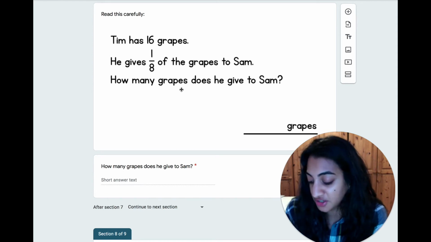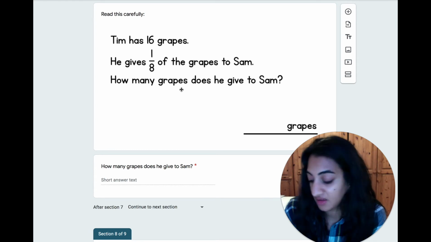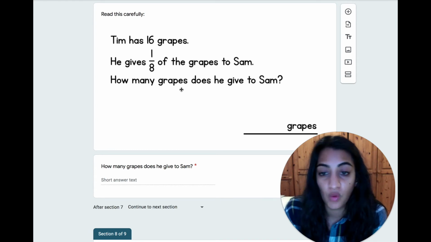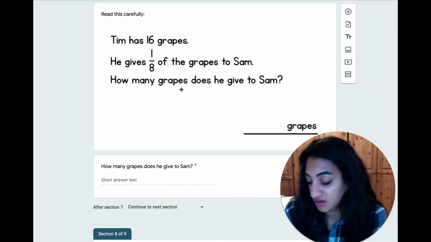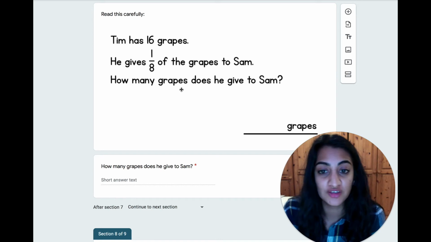Well, Tim has started off with 16 grapes. That means that's the whole number. Then it says he's given 1/8 of the grapes to Sam. So we know that we're going to have to find 1/8 of the total amount. So we're going to have to find 1/8 of 16.